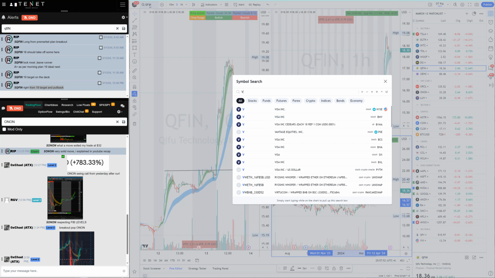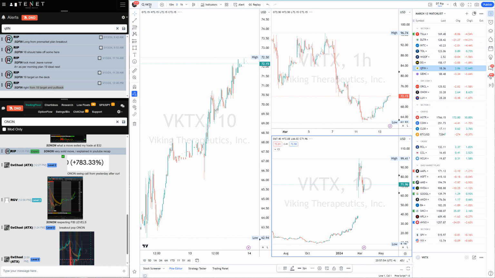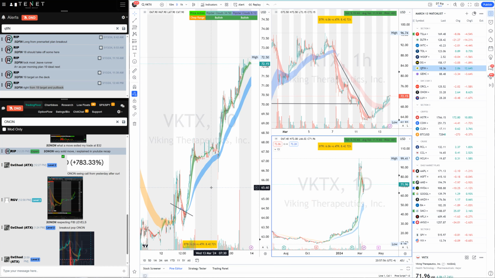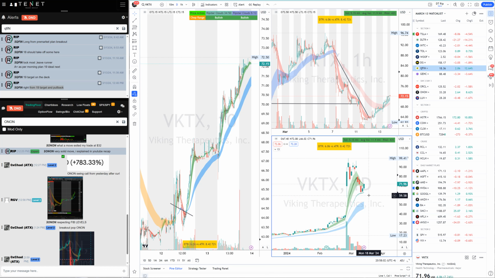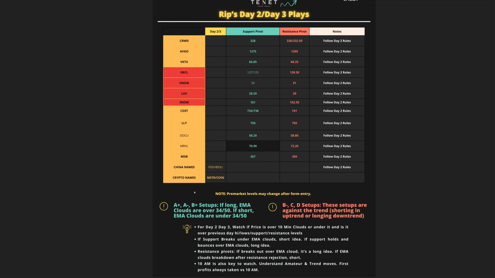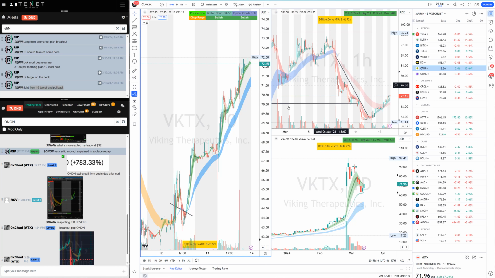The next one we're going to talk about is the one I recapped in the video yesterday, the one we are swinging, VKTX. I clearly told yesterday in the community that VKTX is a swing, and it's just a day two setup. You could trade it as a day two. I can show you my day two plan in the morning, and you can see right here the resistance pivot was 68.25, 66.85 was the base, and then after that VKTX was just swing long.